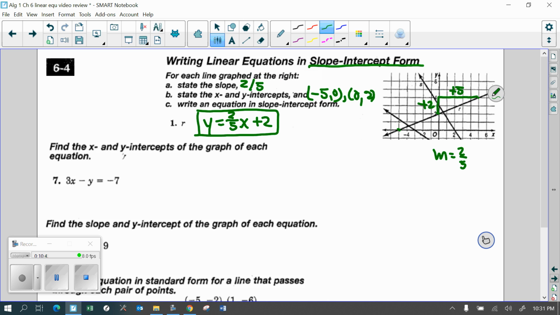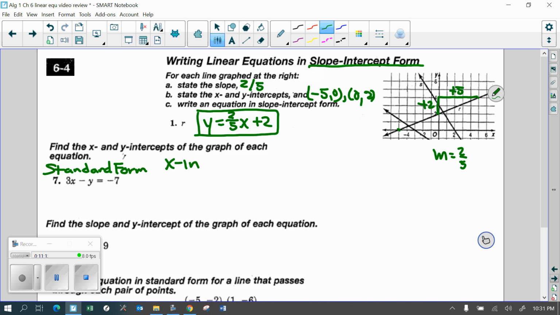So I started with that because I calculated the slope and already have the y-intercept given to me at 2. Find the x and y-intercepts of the graph of the equation. What form is this in? Standard form. The two easiest points to plot in standard form are the x and y-intercepts. So we're trying to find the x and y-intercepts, which is what it's asking. So it's already setting me up to do that.